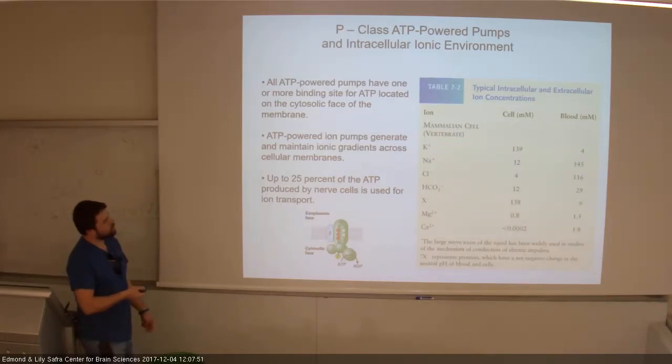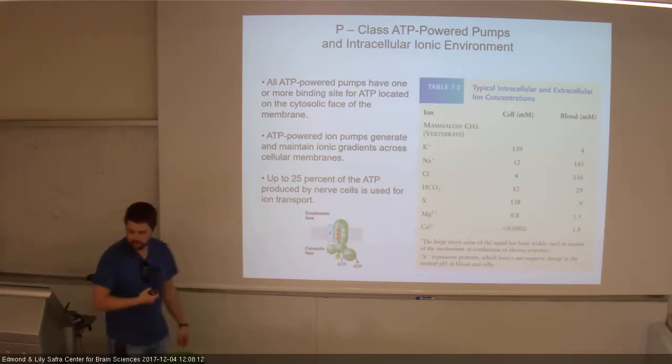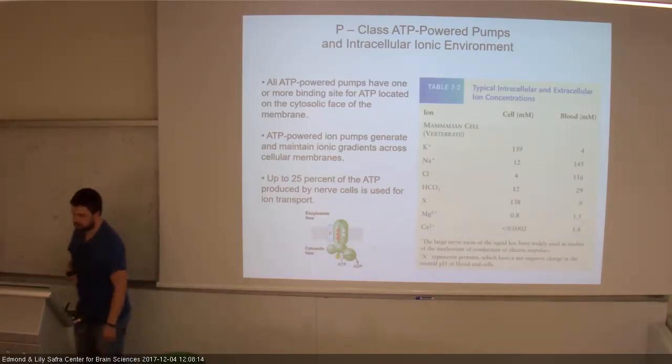And it's always that the concentration of potassium inside the cell will be high, and the concentration of potassium outside the cell, in this case the blood, will be very low, and it's the other way around for the sodium. So the sodium will be low inside the cell and high outside the cell. And both of these ions are positively charged.